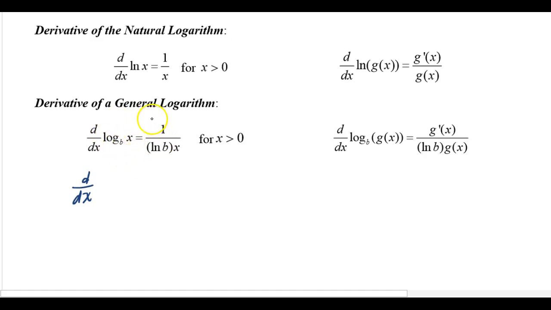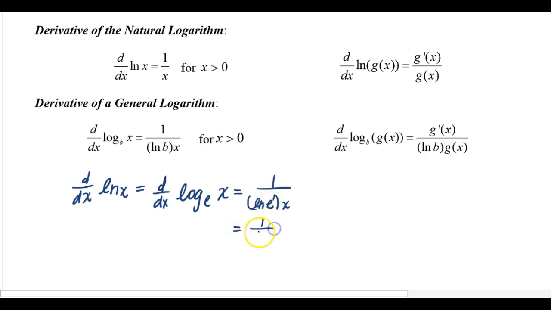It's an extension of the general logarithm's derivative formula, because the derivative of ln x is the derivative of log base e of x. Well, that's 1 over the natural log of e times x. So I'm replacing the base b with e, because natural log is base e. And as we looked at before, natural log and e are inverses, so this becomes just 1, so it's 1 over x. That's where this formula is coming from. It's a specific case of the derivative of the general logarithm.